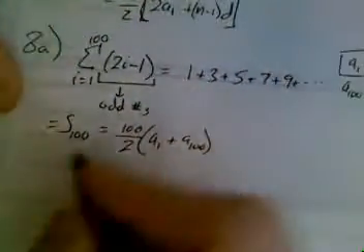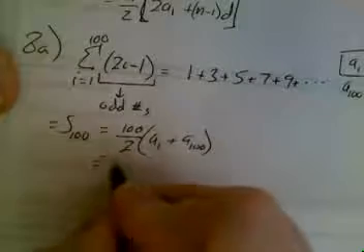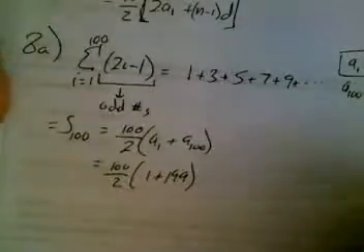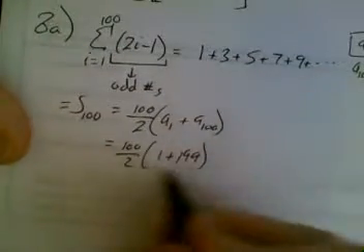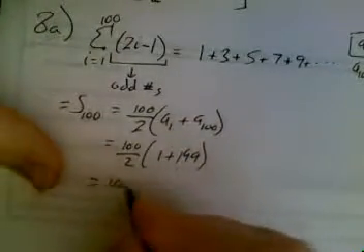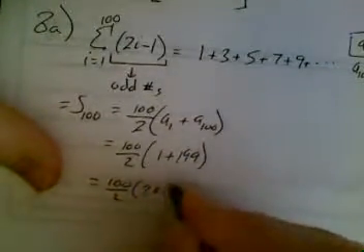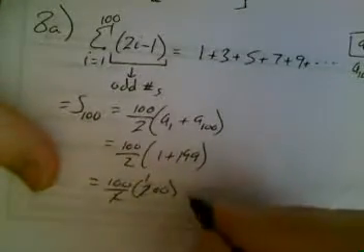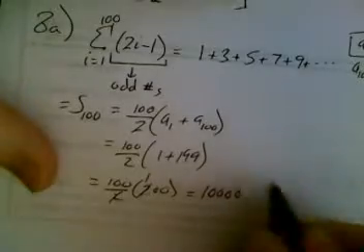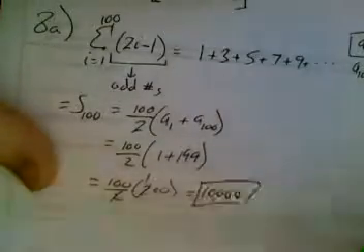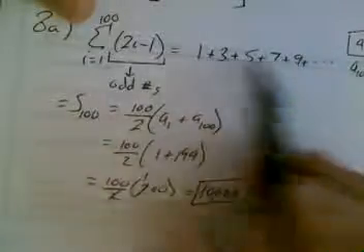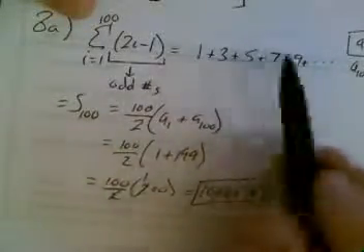So what do I really have here? This is going to be 100 divided by 2 times 1 plus 199. That is going to be 200. So this is going to be equal to 100 divided by 2 times 200. The 2 and the 2 can cancel out. I'll be left with 100 here. 100 times 100 is really just 10,000. That would be the sum of all of these odd numbers.